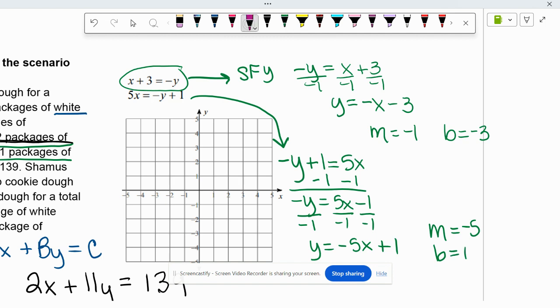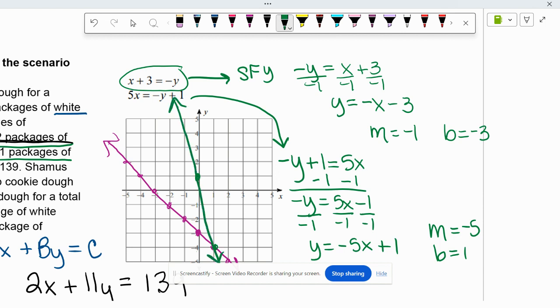So my first equation, I begin at negative 3. I go down 1 to the right 1, down 1 to the right 1. I can also go up 1 and to the left, up 1 and to the left. My second equation begins at 1 and has a slope of negative 5. Down 1, 2, 3, 4, 5, 1 to the right.